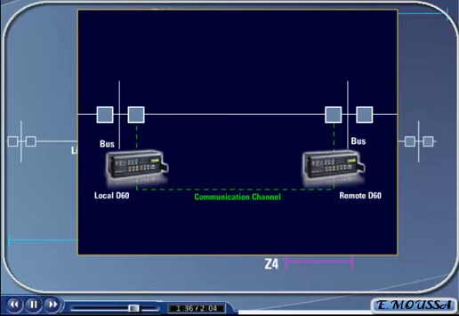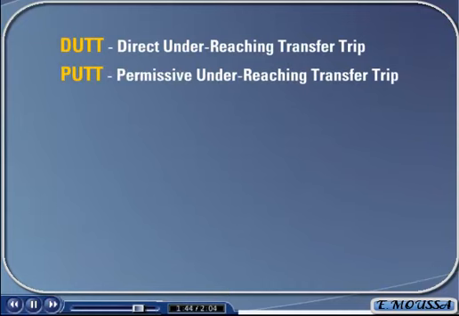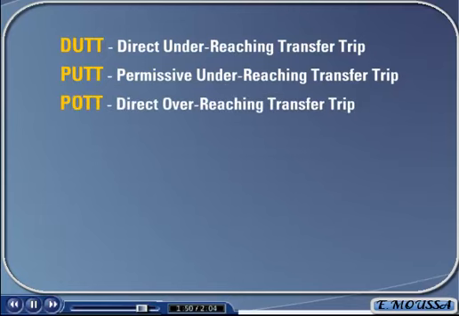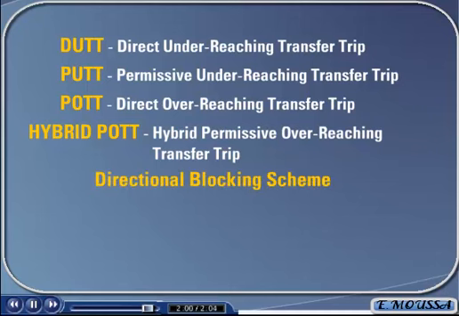The most common pilot-aided schemes are the DUTT scheme, which stands for Direct Underreaching Transfer Trip, the PUTT scheme, which stands for Permissive Underreaching Transfer Trip, the POTT scheme, which stands for Permissive Overreaching Transfer Trip, the Hybrid POTT scheme, which stands for the Hybrid Permissive Overreaching Transfer Trip, and the Directional Blocking scheme. We'll discuss all of these schemes in the following sections.